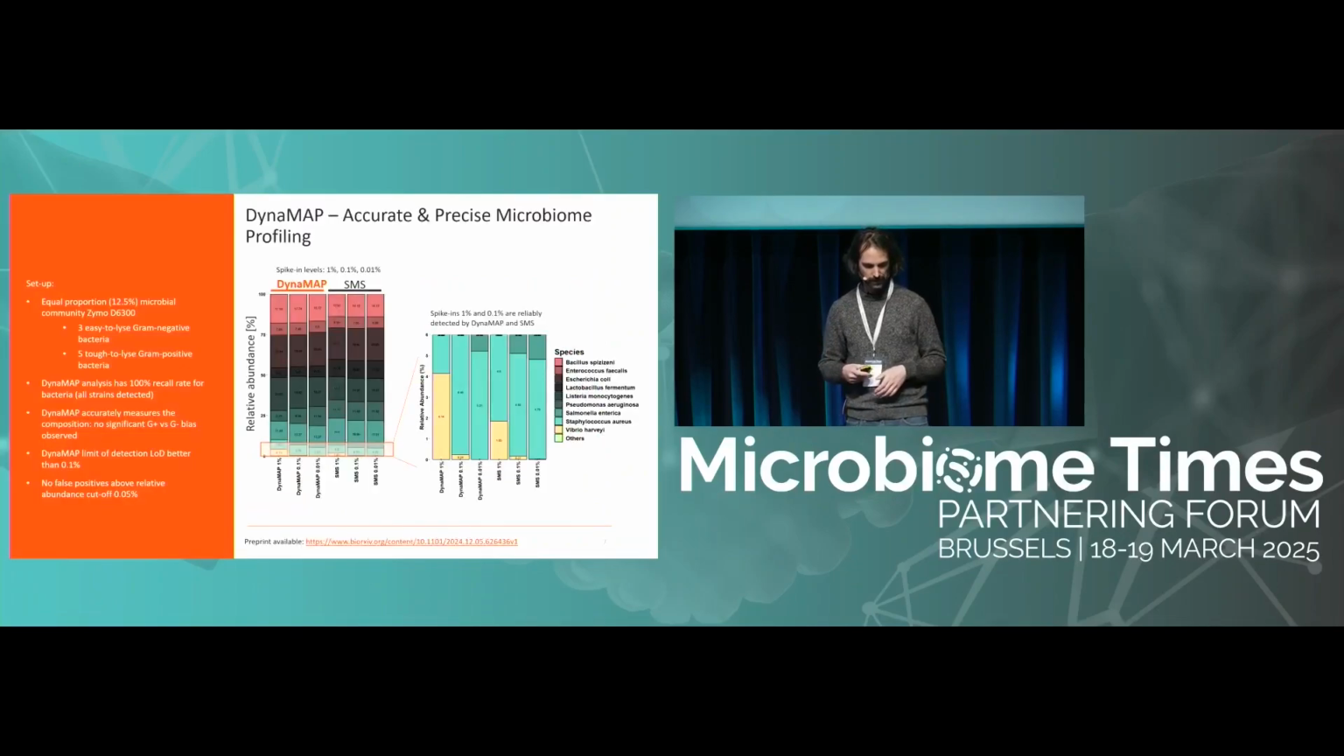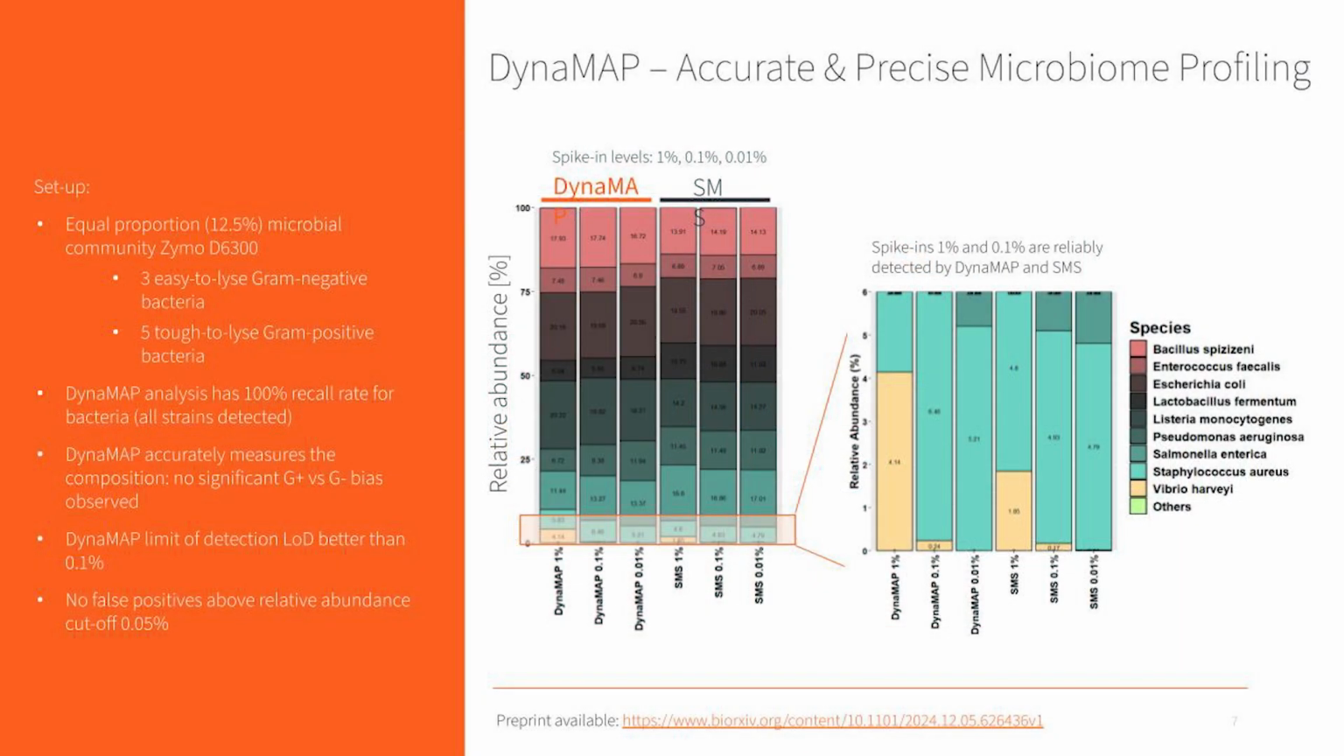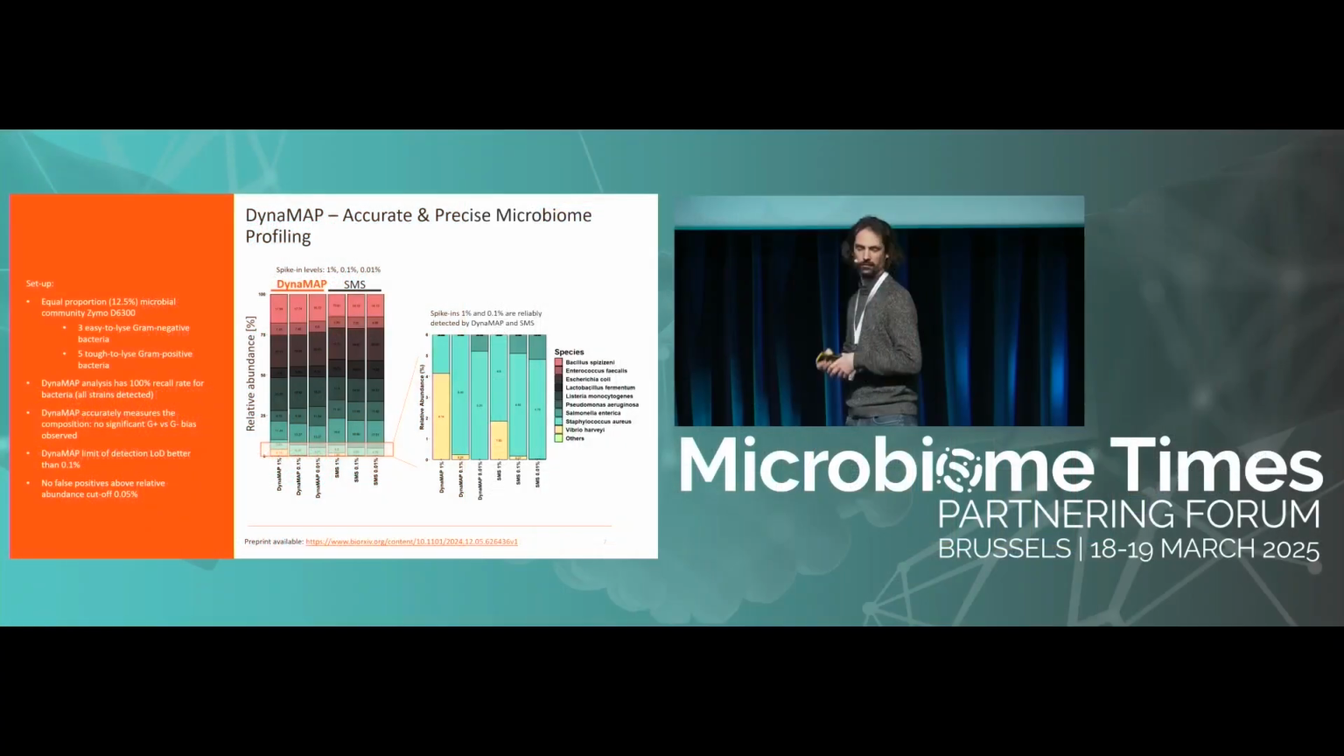So for some validation data now, first of all, we were wondering, does it work at all? We were analyzing mock microbiomes, of course. This is a Zymo mock microbiome that contains 3 easy-to-lyse gram-negative bacteria and 5 tough-to-lyse gram-positive bacteria. We first tested, can we detect all of them with our extraction protocol for the high molecular weight DNA, with our entire method? And of course, yes, we can. We've got a 100% recall rate on that. There's no significant gram-positive versus gram-negative bias, which is important.